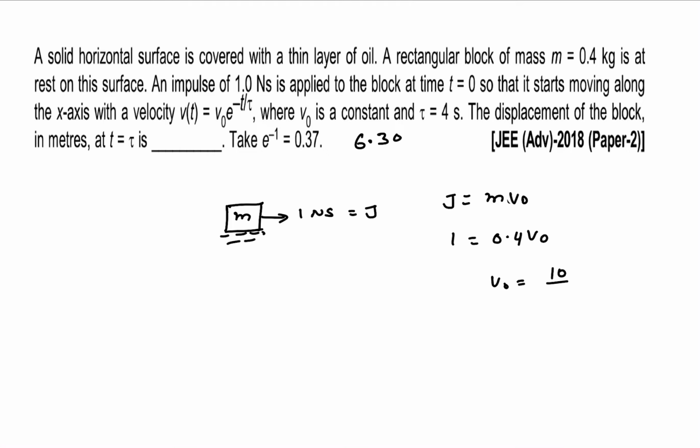You also take v naught, so v naught here and here also v naught. V naught is equal to 10 divided by 4. You can get 5 divided by 2 meter per second. Now they are asking, once applied, it starts moving along the x-axis with v as a function of time, given as v naught e to the power of minus t divided by tau, where they have given tau as 4.